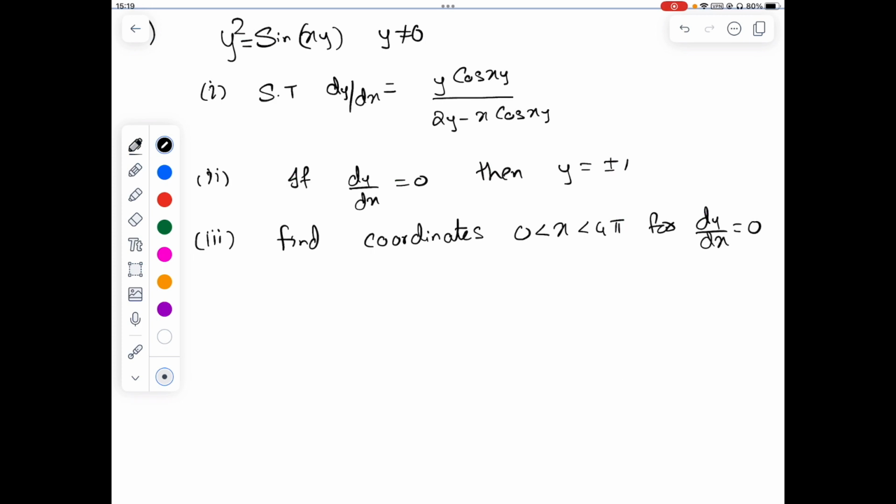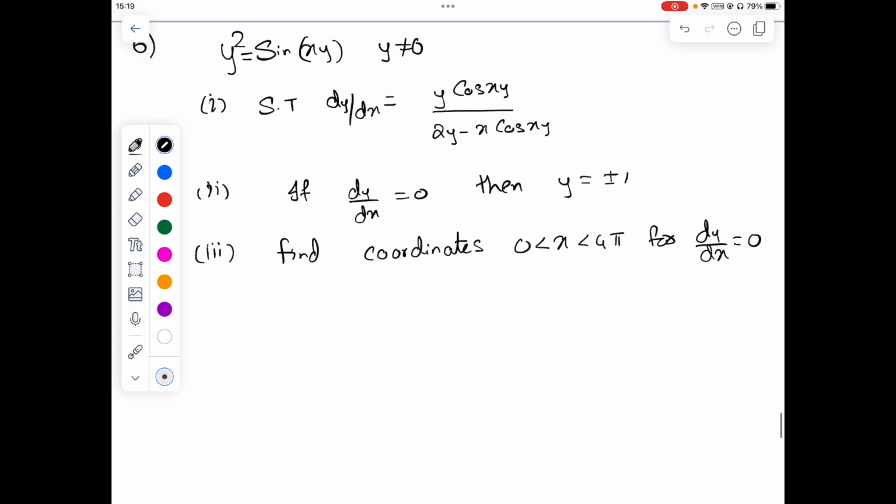Coming to question number 6. Show that dy by dx is equal to something, for y squared equals sine xy. So what is the derivative of y squared? 2y dy by dx equals the derivative of sine xy. What does that become? Cosine xy, then the derivative of xy is a product rule: x times dy by dx plus y times 1.